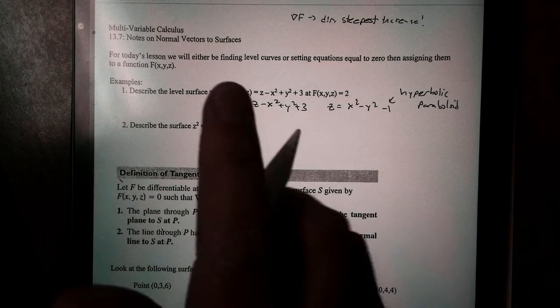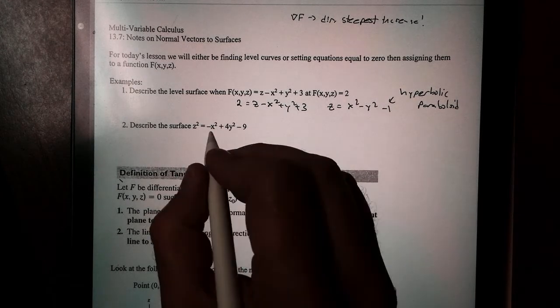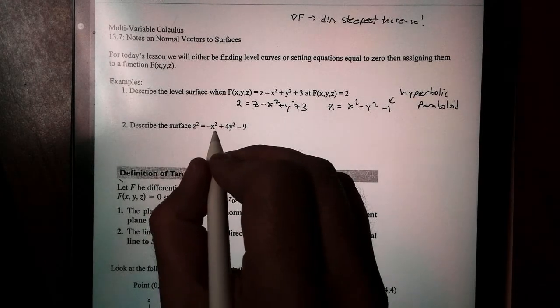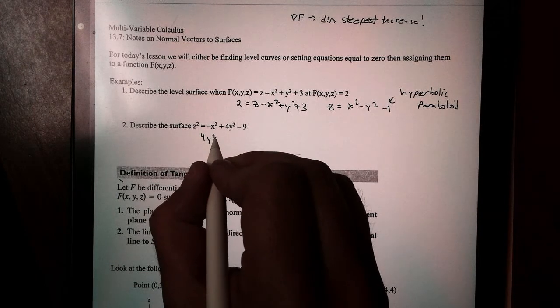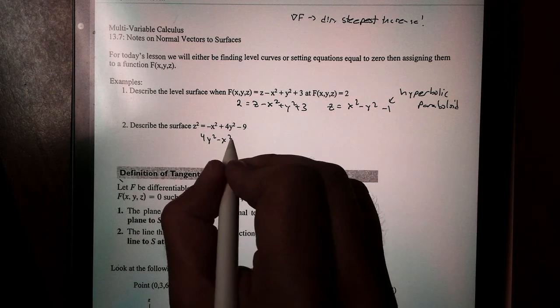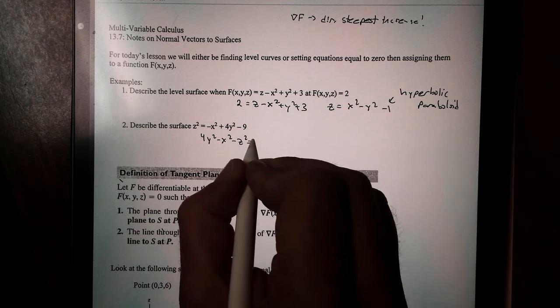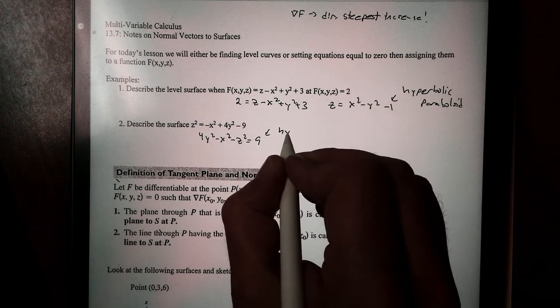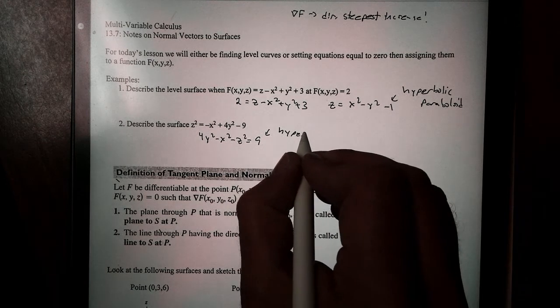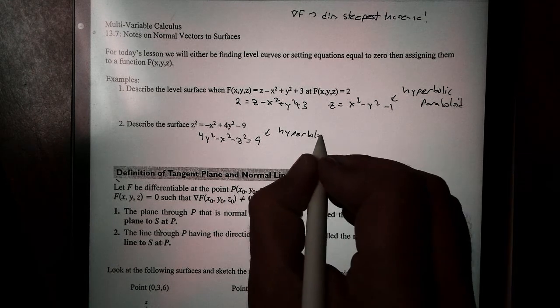If I want to describe this function surface and simplify, we would get 4y squared minus x squared minus z squared equals 9. And we might recognize this as a hyperboloid of two sheets.